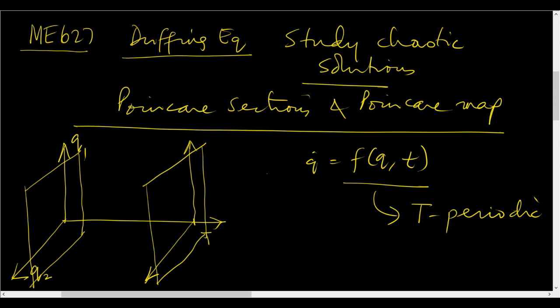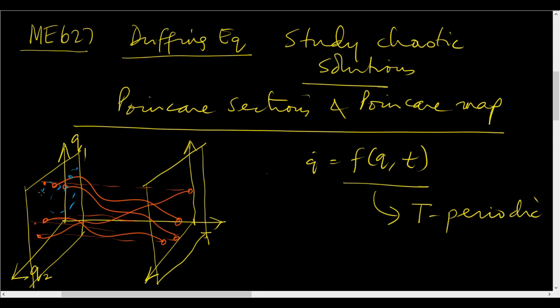So you start from some point here, map it forward, and that point you project back, and then you map it forward, and that point you project back, and you map it forward, and that point you project back, and so on. And in this way you get a very large number of points here, which forms a complicated set.